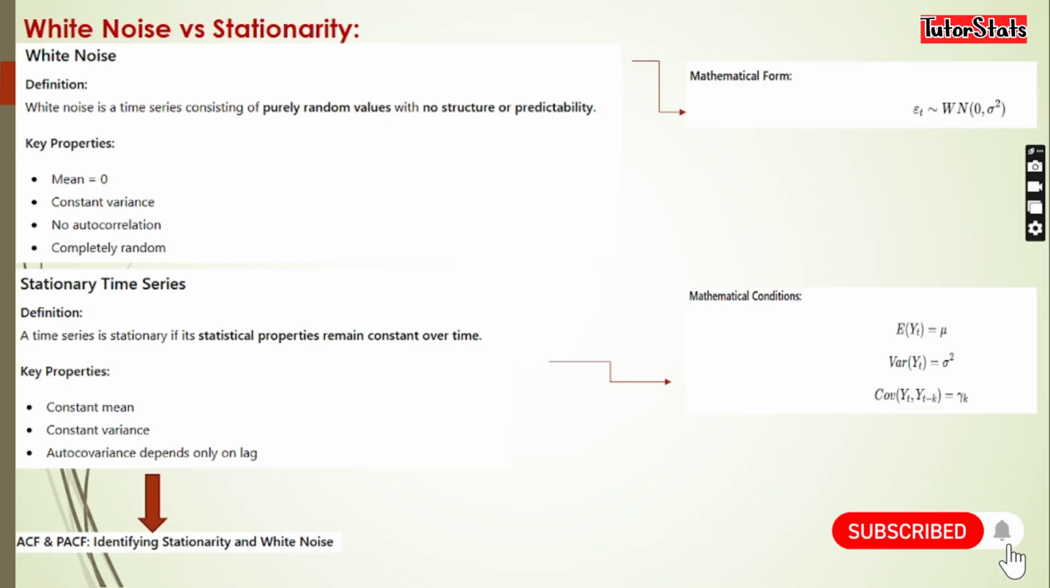This concept is very important because most models assume data is stationary. Model errors should behave like white noise. If residuals are white noise, it means the model has captured all useful patterns. In practice, we use tools like ACF and PACF plots to check stationarity and identify white noise behavior. And we will study these tools in upcoming videos. Move on to the next slide.